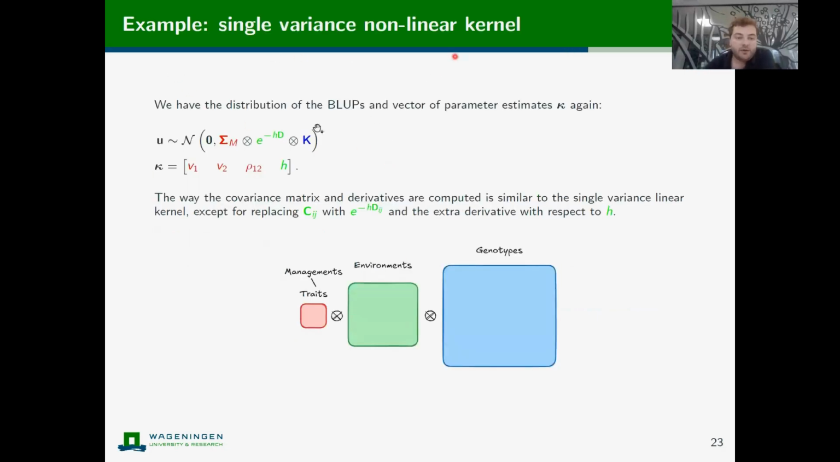So here we have the single variance version. This expression here looks very similar to the linear kernel model, except for the fact that we've replaced the C that was here with e to the power minus HD. And we've added the bandwidth to our factor kappa as an extra parameter to estimate. And like I said, the way that these are all computed, the covariance matrix and derivatives, is very similar, except for the fact that we replace C by D, or e to the power minus HD. And of course, we end up with an extra derivative because we have an extra parameter, so we need the derivative with respect to this parameter as well. Graphically, it also looks exactly the same, except for the fact that this is now a nonlinear kernel instead of a linear one.